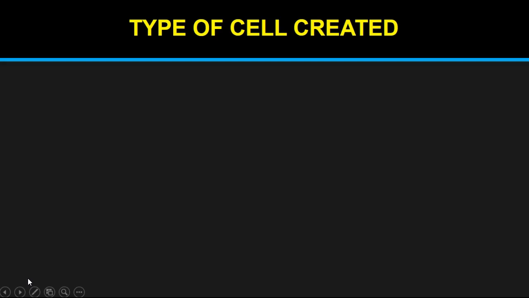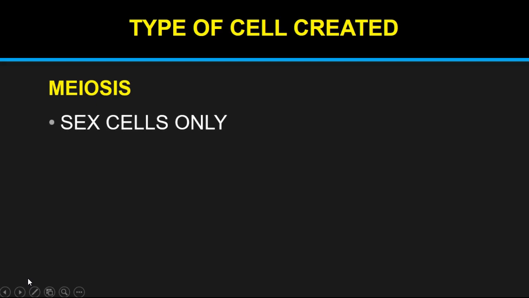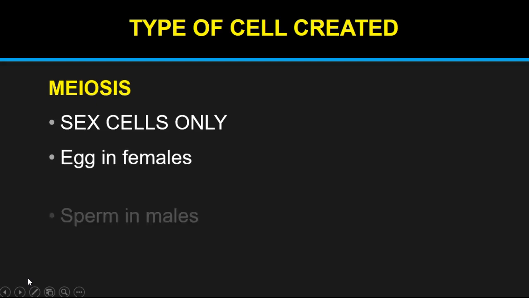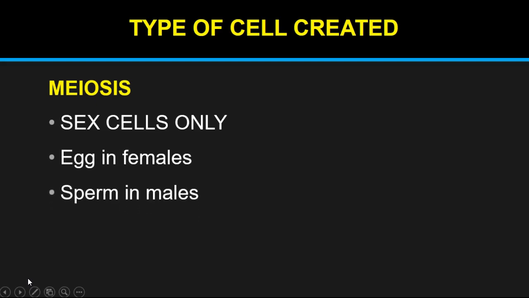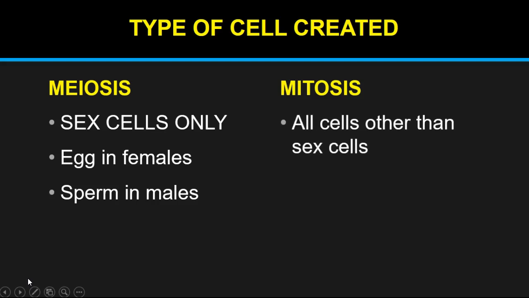So what types of cells are created by each of these types of cell division? Well, meiosis creates only sex cells. And in the females, that's the egg, and in males, that's sperm. And mitosis creates all other cells in the body except for sex cells.